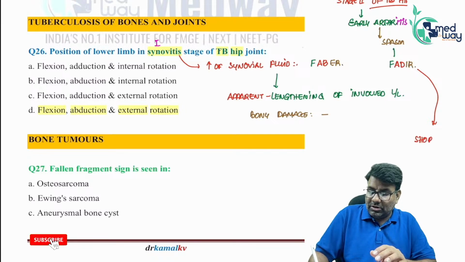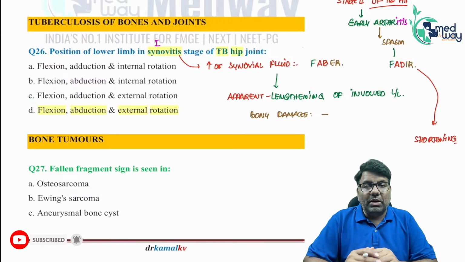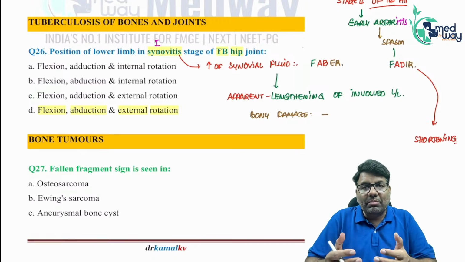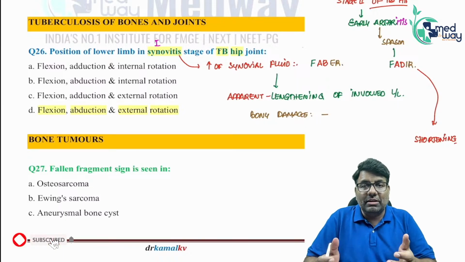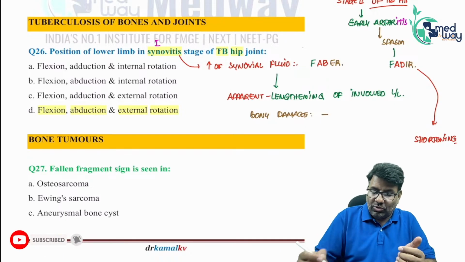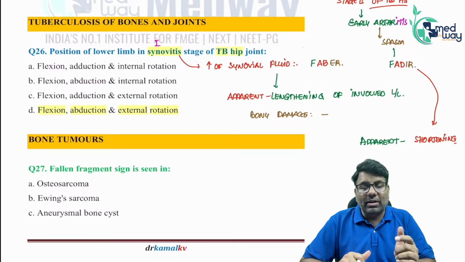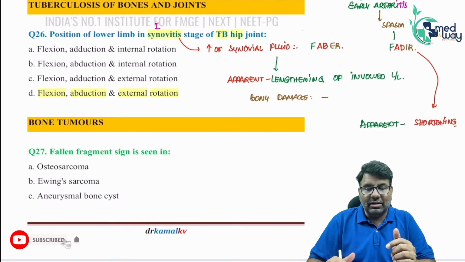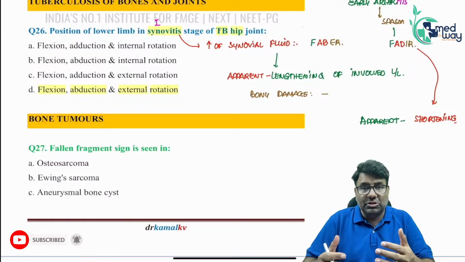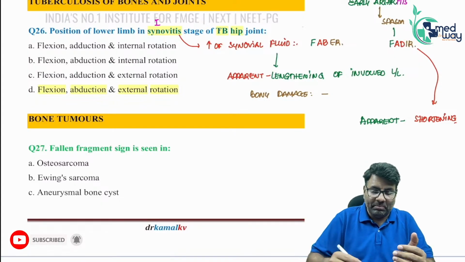Now, if you look at this kind of limb from a distance, you will feel as if the limb is shortened. But since there is no bony damage, when you do the exact measurements, they will be absolutely the same as the other side. So again, you will use the word apparent. Right? So there is apparent shortening. And the shortening is apparent because of this deformity.